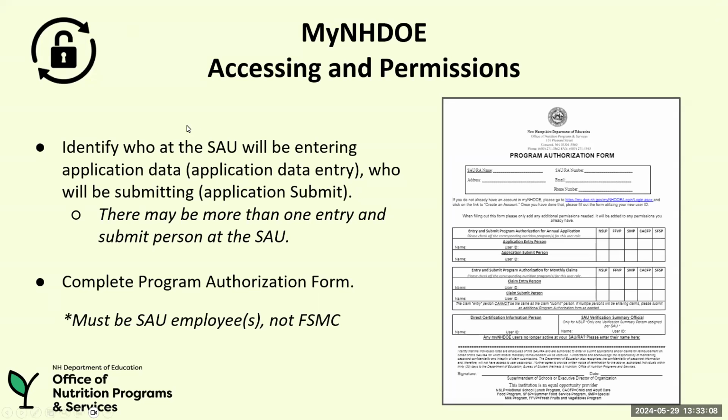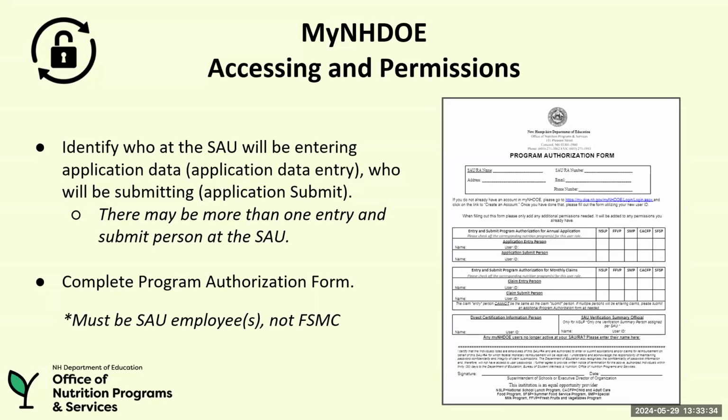As I was saying, the link to the program authorization form will be at the end of this presentation, but here's just a photo of what it looks like on the slide. There will need to be an application data entry role. This person will be entering all the data into the application, as well as uploading the required attachments. The SAU will also have to identify an application submit role. This person will be submitting the application to our office for review.